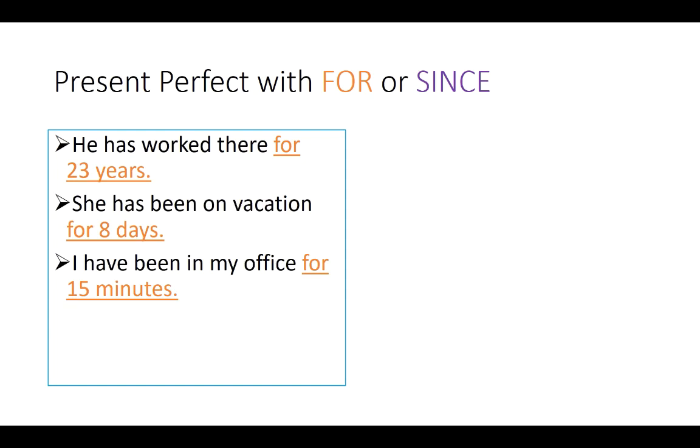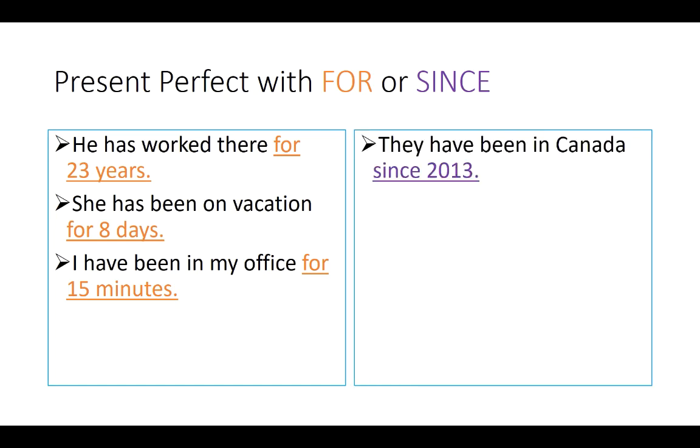Notice the word for. We can use for with an amount of time. All of these actions are still continuing. Another key word is since. They have been in Canada since 2013. Use since with a date or point in time, not an amount of time.